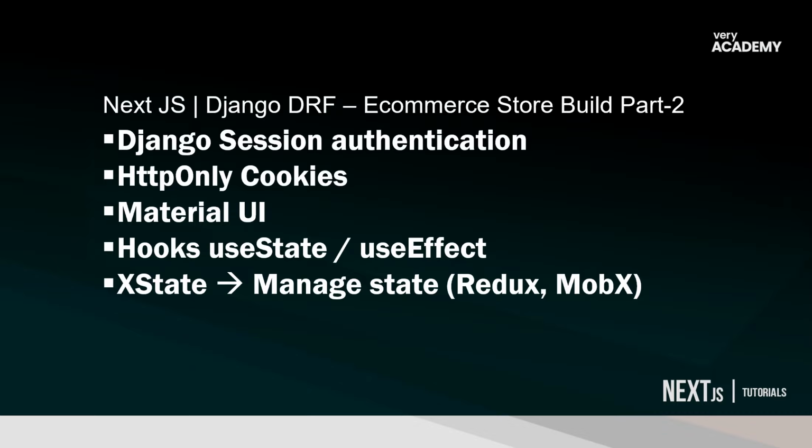This is part 2. So the big headline here is that we're going to be setting up Django session authentication on the back end, and then on the front end we're going to be utilizing Next in order to log in a user and access data from Django. This tutorial will feature HTTP-only cookies, for example, Material UI. We will go through hooks such as XState, useEffect.